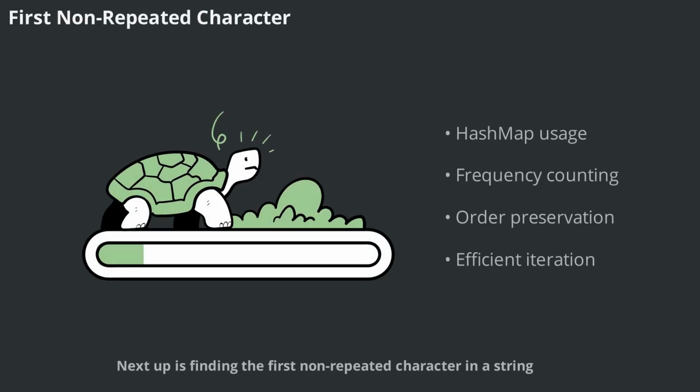Next up is finding the first non-repeated character in a string. This is a classic hashmap problem. You'll need to count the frequency of each character, then iterate to find the first one that appears only once. This question checks your ability to use maps efficiently, preserve order, and iterate with purpose. It's a staple in interviews because it tests both your logic and your knowledge of Java collections.